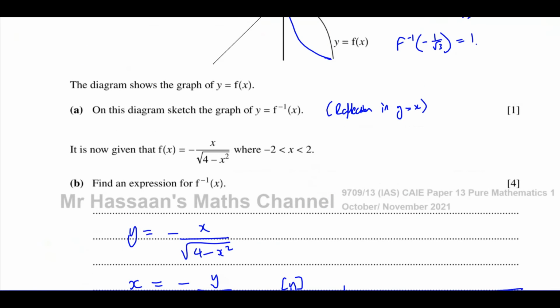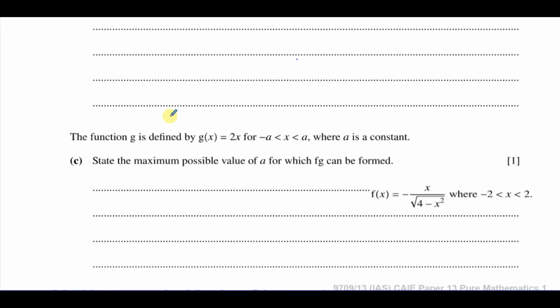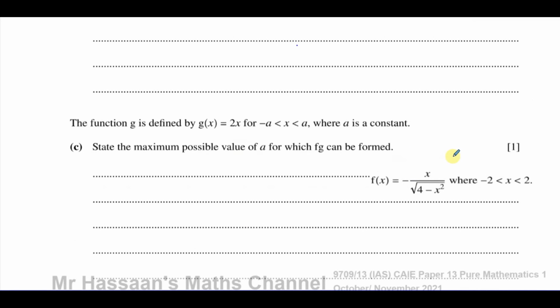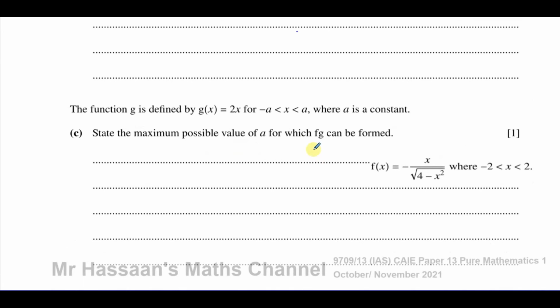Alright, so now for part C, it says the function g is defined by g of x equals 2x for x between minus a and a, where a is a constant. State the maximum possible value of a for which f of g can be formed. Now, f of g of x is a composite function. So x has to go into g, and g of x has to go into f. So the output of g of x has to be able to fit into the input of f of x.